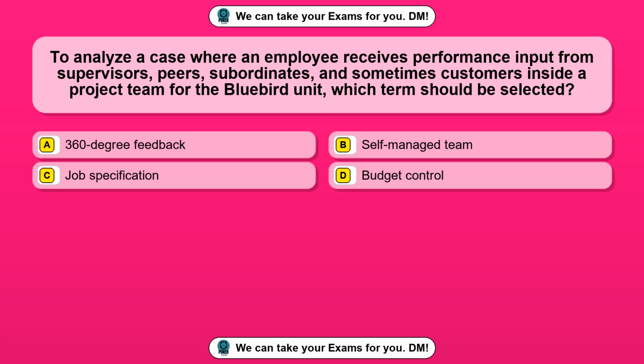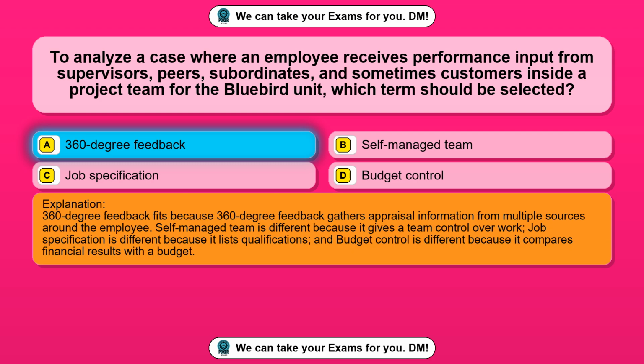Question 72. To analyze a case where an employee receives performance input from supervisors, peers, subordinates, and sometimes customers inside a project team for the Bluebird unit, which term should be selected? Option A, 360-degree feedback. Option B, self-managed team. Option C, job specification. Option D, budget control. The correct answer is option A, 360-degree feedback.